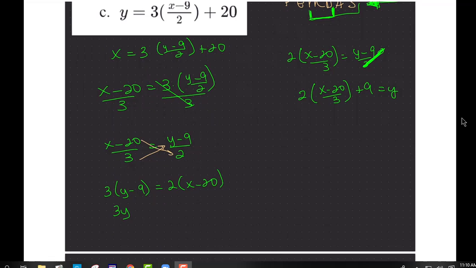So 3y minus 27 equals 2x minus 40. Add 27. What happens when we add 27? Minus 13. Then divide by 3. So 2/3 x minus 13 over 3.